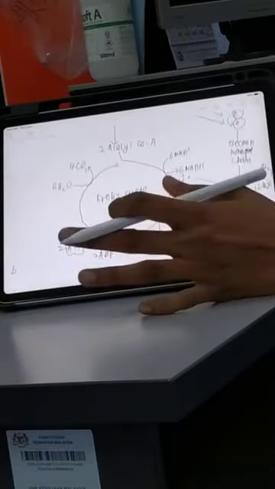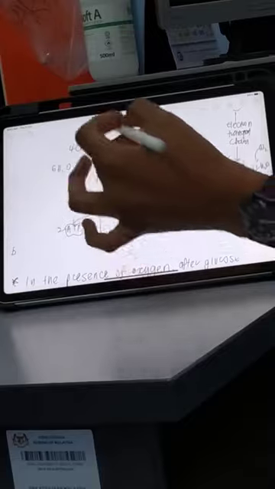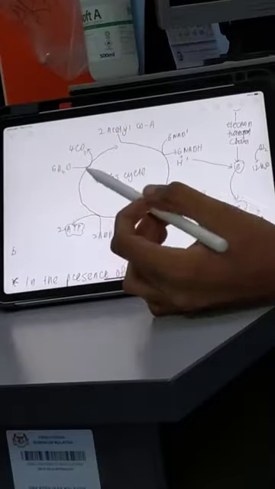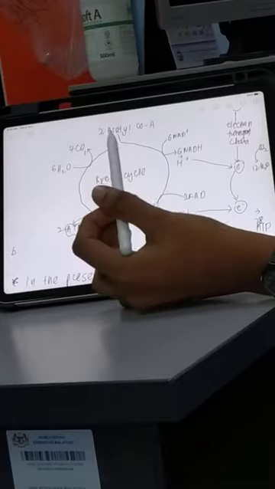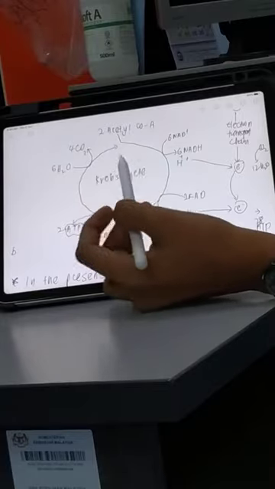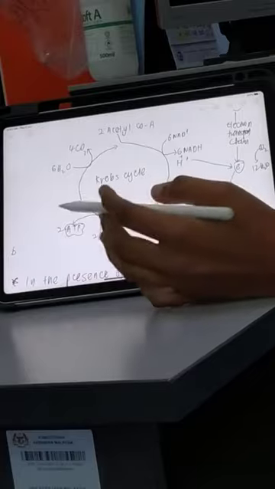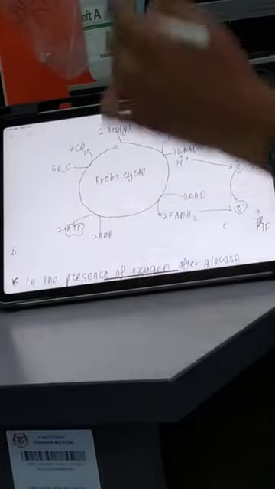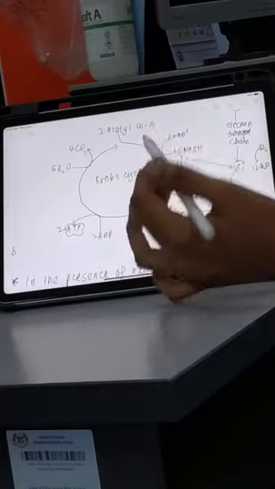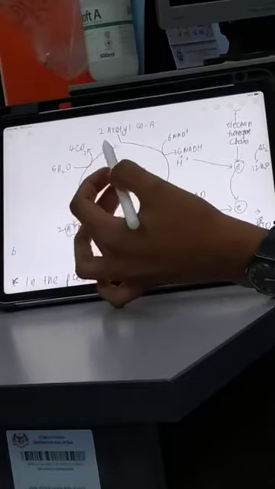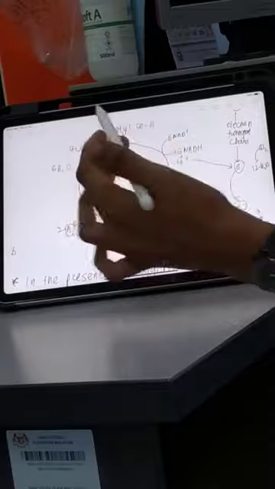So why do we call it a Krebs cycle? If you see, it's a cycle. The initial product will be the same as the end product. That's why it's called a cycle and not a pathway. If it's called a pathway, it means it is followed by something else. But if you call it a Krebs cycle, it means you are getting the same end product, which is acetyl-CoA.